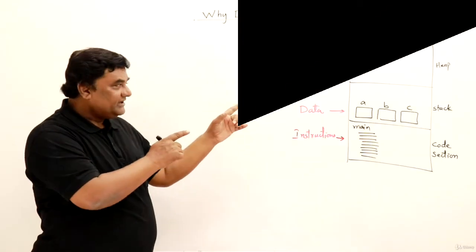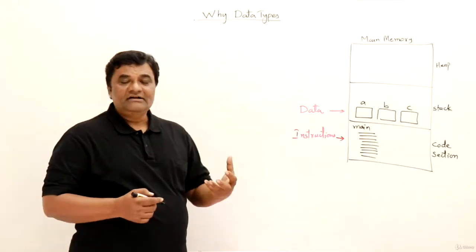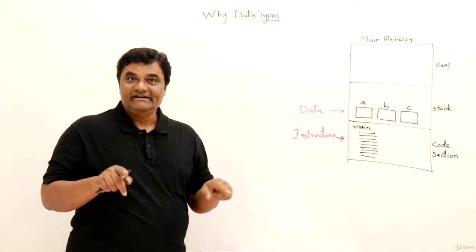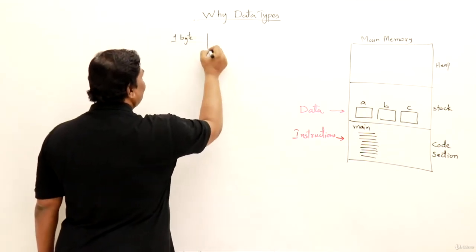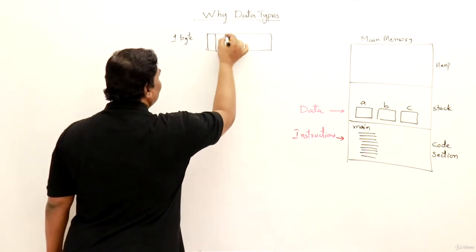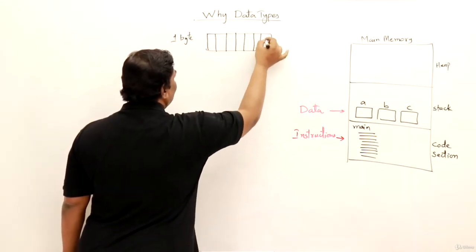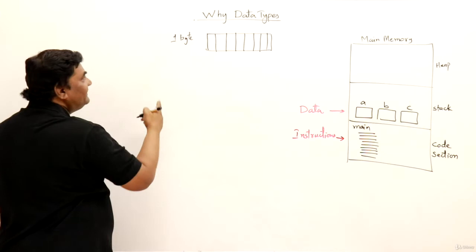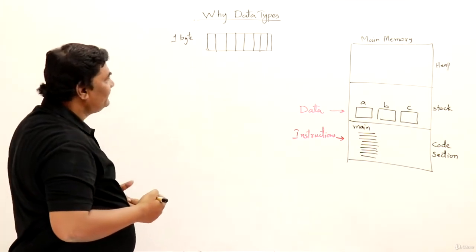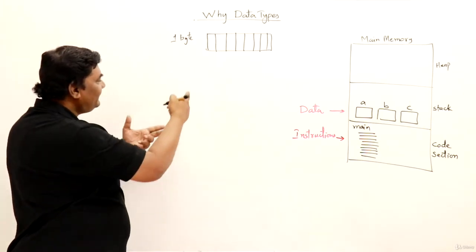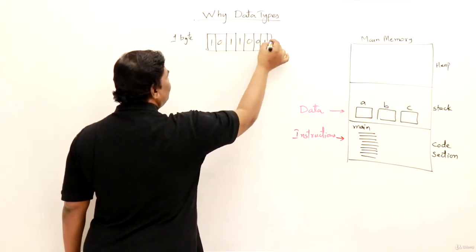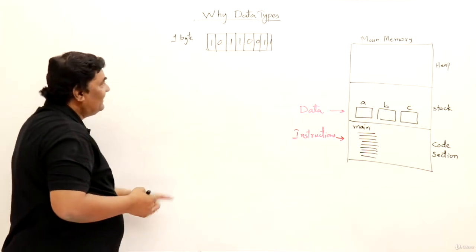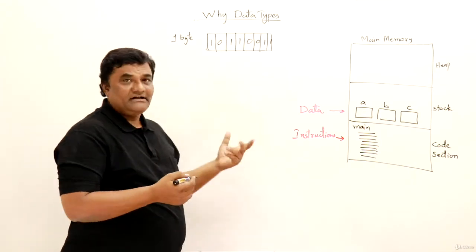When it comes to memory, memory is defined or represented in terms of bytes. So 1 byte is nothing but a collection of 8 bits. So these are 8 bits. So it's a collection of 8 bits, and data is stored in the form of zeros and ones in this. So whatever the form of bits may be, this binary form, we say it's data.